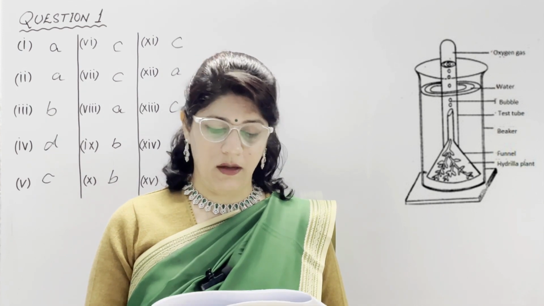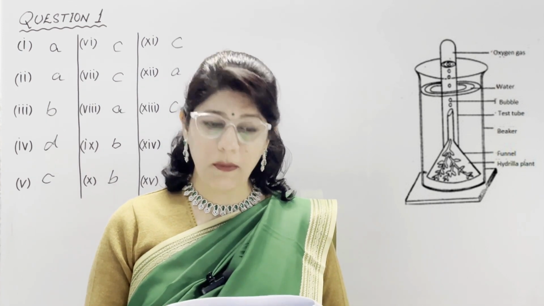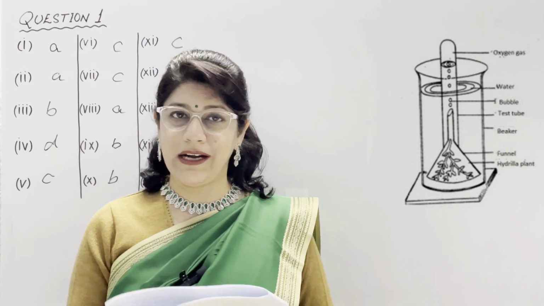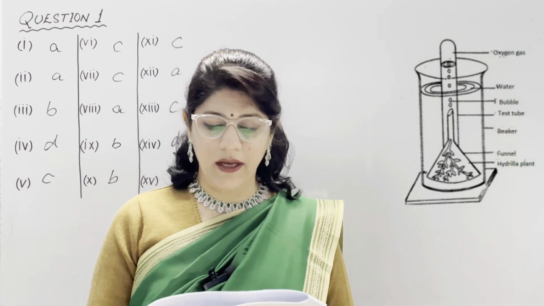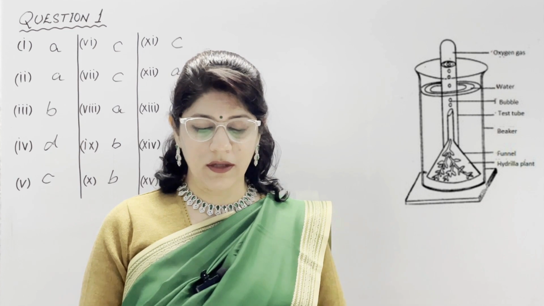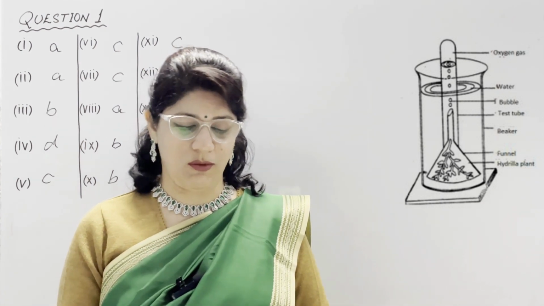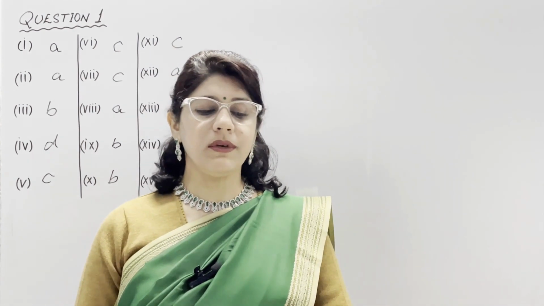Water level inside the beaker must be above the tip of the funnel inside the beaker. While drawing, make sure of it. And then oxygen gas at the top of the test tube, or you can say at the bottom of the test tube here. Question number 6.